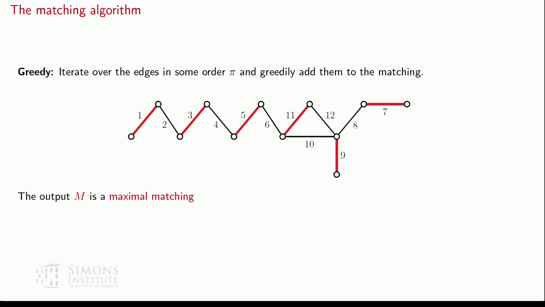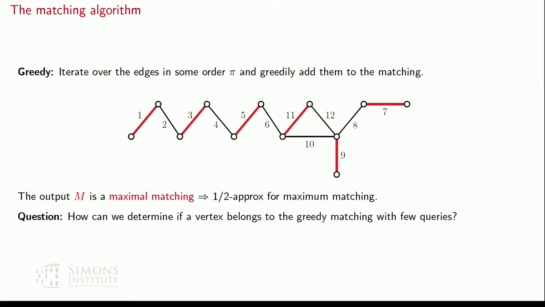And the output is always going to be a maximal matching, and it will result in a half approximation of the size. Any maximal matching is at least half the size of a maximum matching. So it's simple to prove. So this is a good algorithm if you're fine with half approximations. Now the question is, do we actually have an oracle that when asked about a vertex can tell us quickly whether the vertex is matched or not?